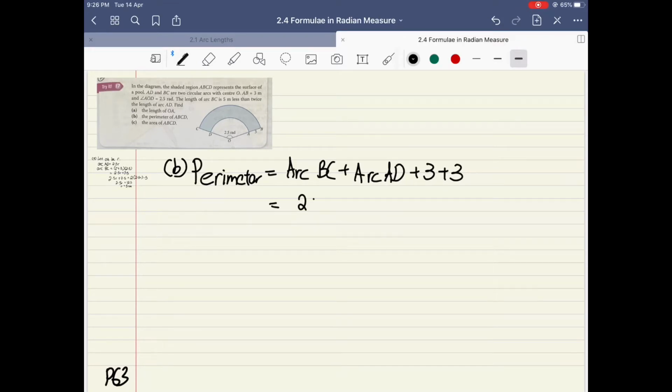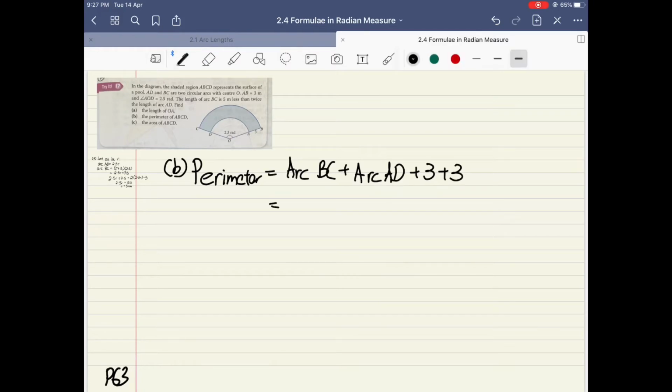Okay, for arc BC, what we have is 5 plus 3, so it's 2.5, times 8. Okay, wait, sorry, the length of arc BC is 2.5 times 5, correct? Now the length of the arc AD is 2.5. Okay, I think I made a mistake there. Just give me a moment, sorry.